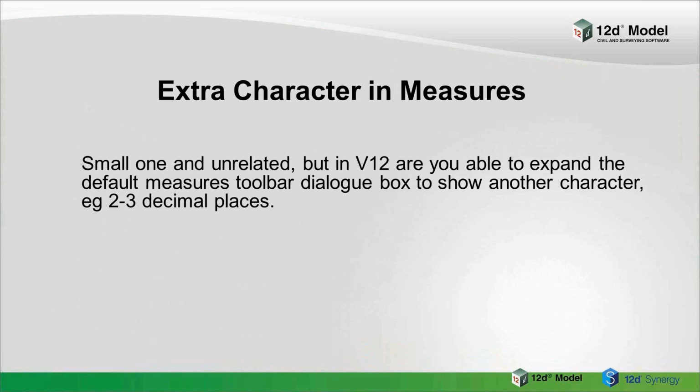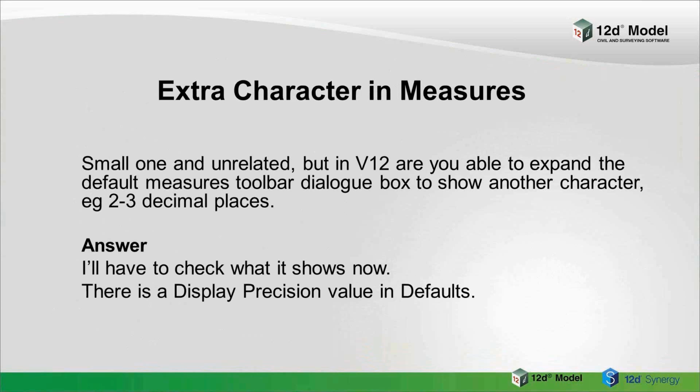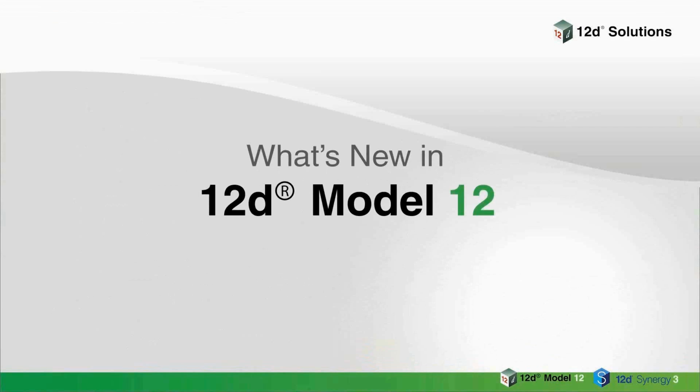This one I can't really answer. It says it's a bit unrelated, but can we expand the default measure toolbar dialog box to show another character, for example 2 to 3 decimal places? Unfortunately, I wasn't quite certain what it does now. I know there's a display decimal value in defaults, but I don't know if you change that whether it shows any more room. But again, I'll have to get someone to chase that one up.